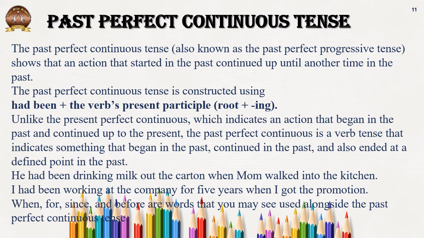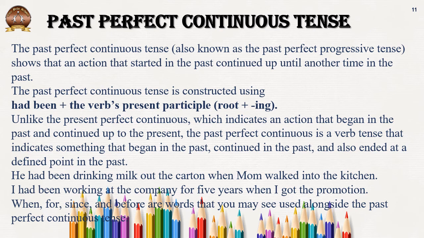Okay, unlike the present perfect continuous, which indicates an action that began in the past and continued up to the present, the past perfect continuous is a verb tense that indicates something that began in the past, continued in the past, and also ended at a defined point of time in the past. So when we use this in a sentence, we have to remember this, that it should start in the past, continue in the past, and end in the past.